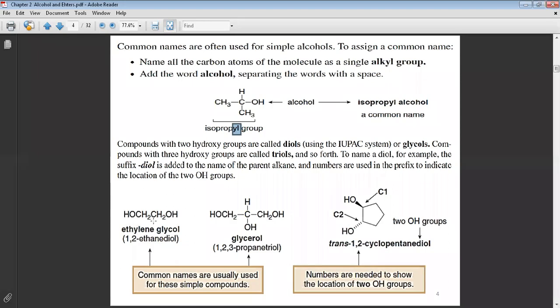Ethylene glycol. This is glycerol. Okay, this is the common name. But the IUPAC name, it is the best one, and it is easy for memorizing.